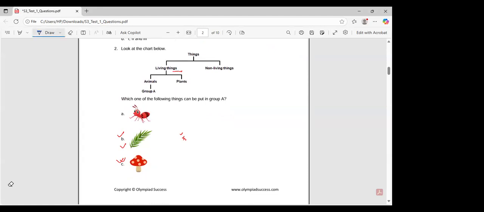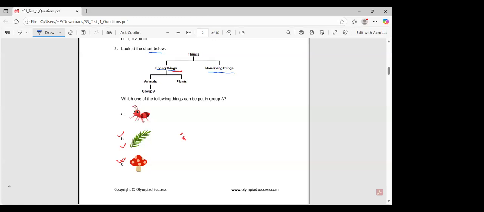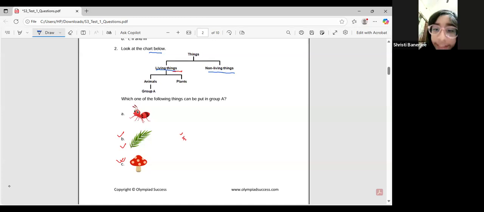So the next question states that look at the chart below. Things living and non-living. Do you know what's the difference between a living thing and a non-living thing? The basic difference. Yes, ma'am. A living thing has life in it. A non-living thing does not have life in it.